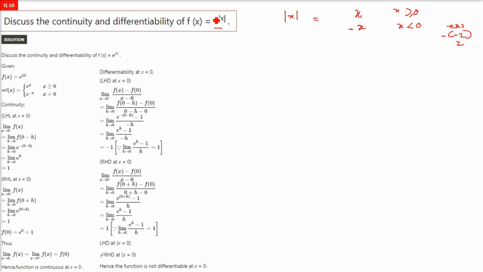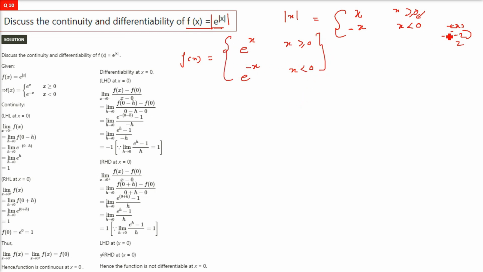And this e raised to the power something, which is modulus here, will remain the same. E raised to the power everything. It just depends on the modulus. So we will write this again. f(x) is equal to e raised to the power x and e to the power minus x, depending upon whether, because when we open the modulus x, there will be two cases. If x is greater than or equal to 0, it is e raised to the power x. If x is less than 0, it will be e raised to the power negative x, right?